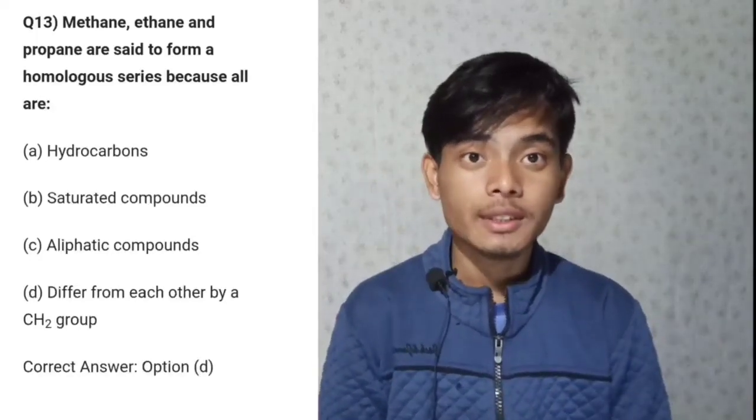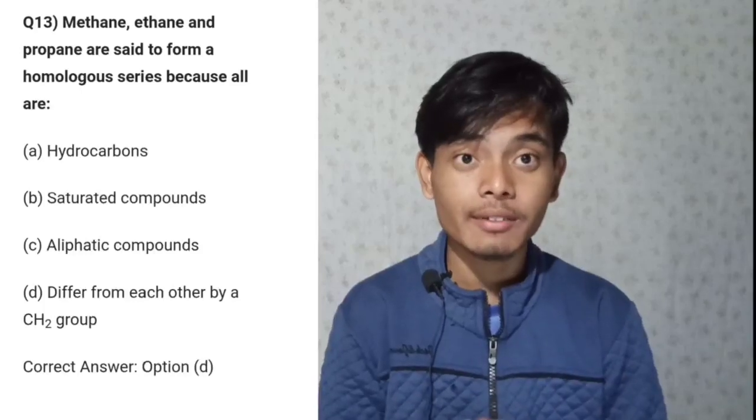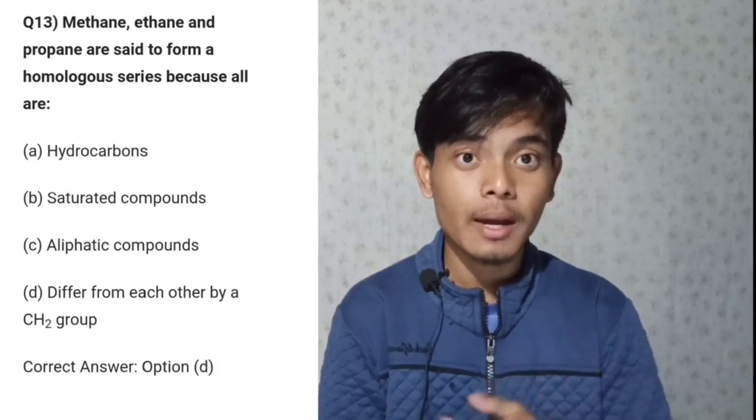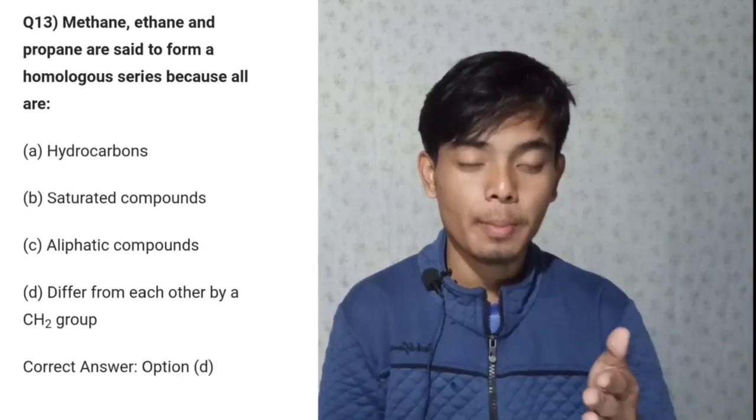So what is a homologous series? A homologous series is a group of compounds that have a similar molecular formula but differ by carbon chain length.